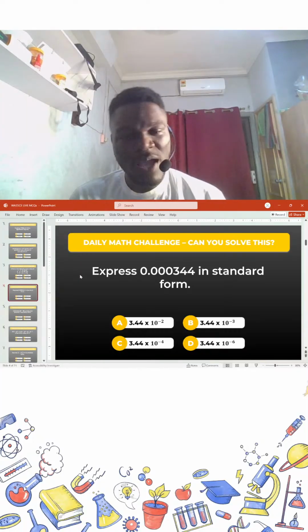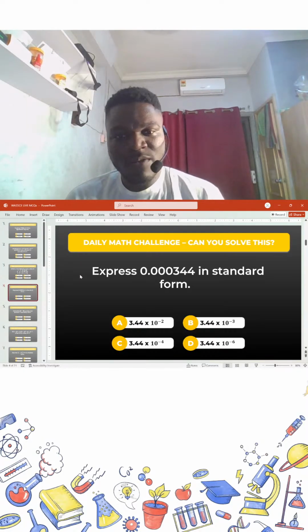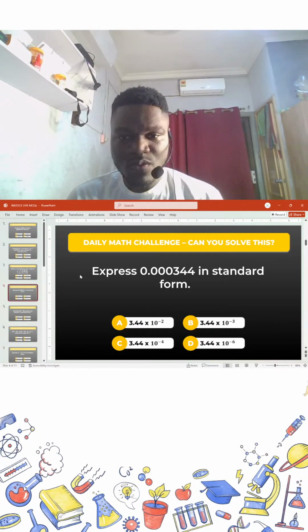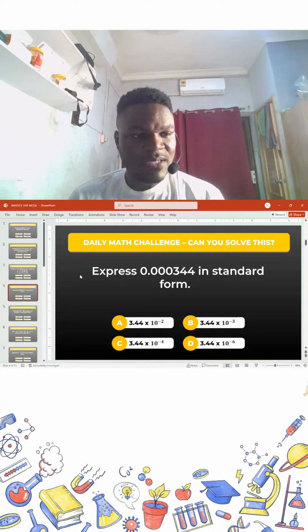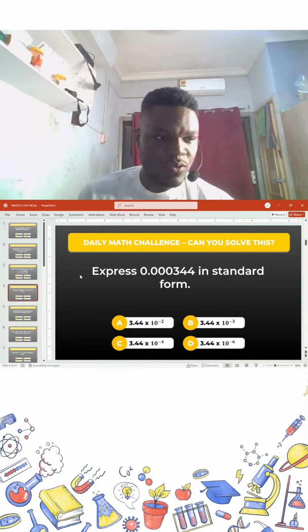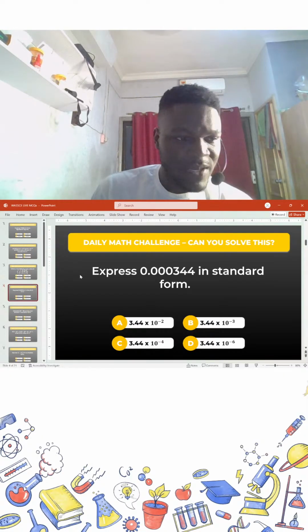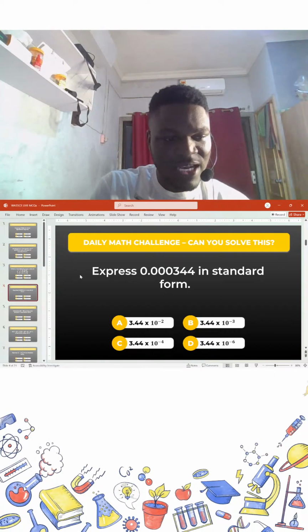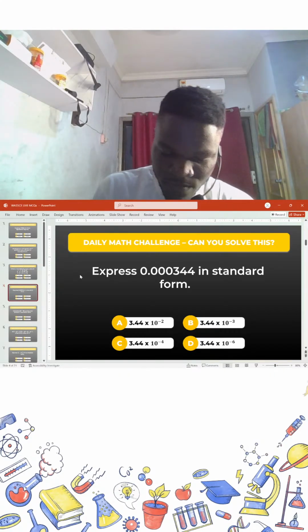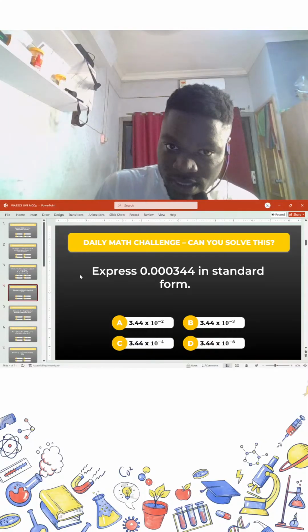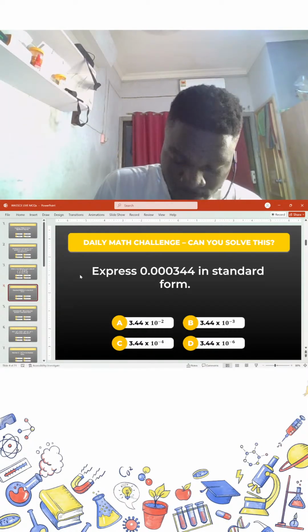So the possible answers we have over here is option A, 3.44 times 10 raised to the power negative 2. Option B, 3.44 times 10 raised to the power negative 3. Option C, 3.44 times 10 raised to the power negative 4. And then option D, 3.44 times 10 raised to the power negative 6. So these are the possible options that we have. So let's go ahead and express this in standard form. Like I said, if you have your answer, just leave it in the live chat and then I'll reply to you immediately. So I'm also doing the work.